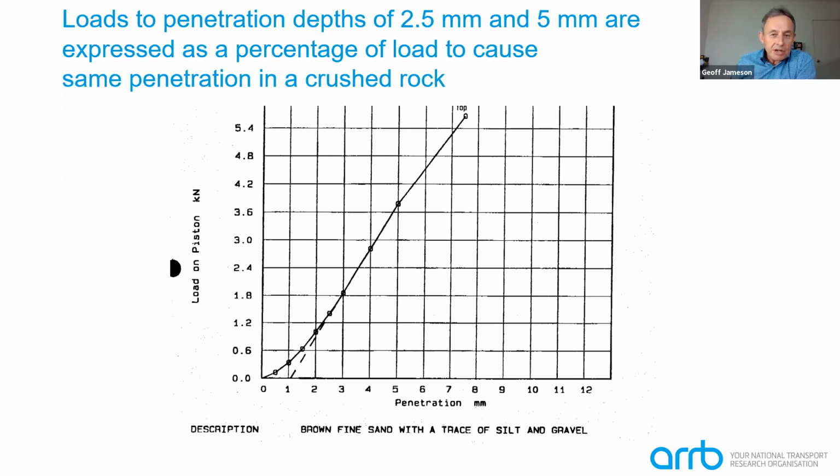So for our crushed rocks in Australia, for example, in Victoria, we often get much greater loads than required for the Californian crushed rock. And so we have CBRs can be well in excess of 100%.